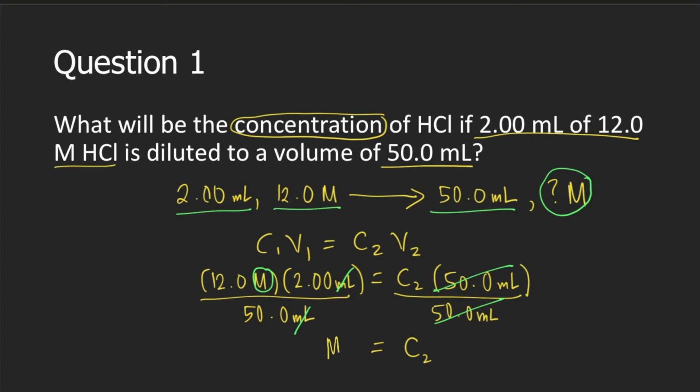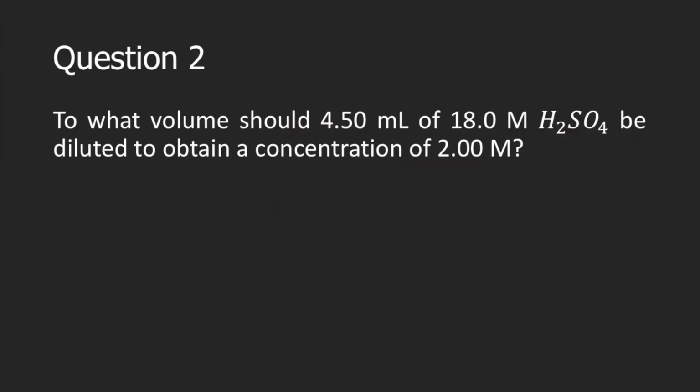So grab your calculator and type 12 times 2 divided by 50, the answer is equal to 0.480 molar. So this will be the final concentration. Now that you have an idea on how to use the formula, you can pause the video, read question number 2, solve it on your own, and when you have the answer, you can go back and play the video.